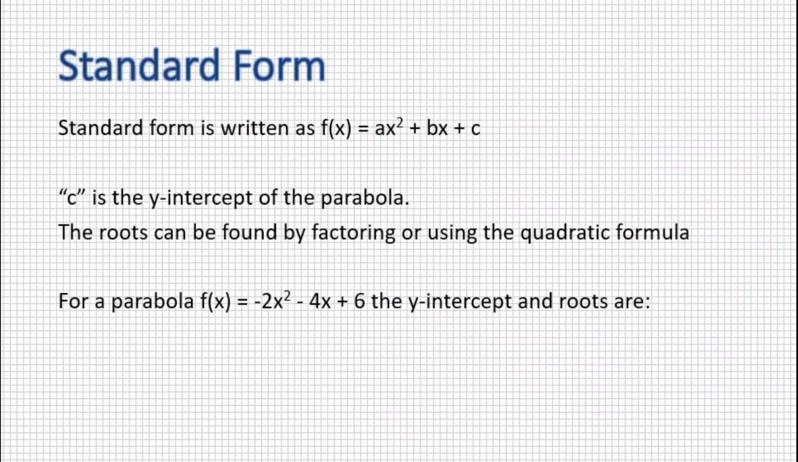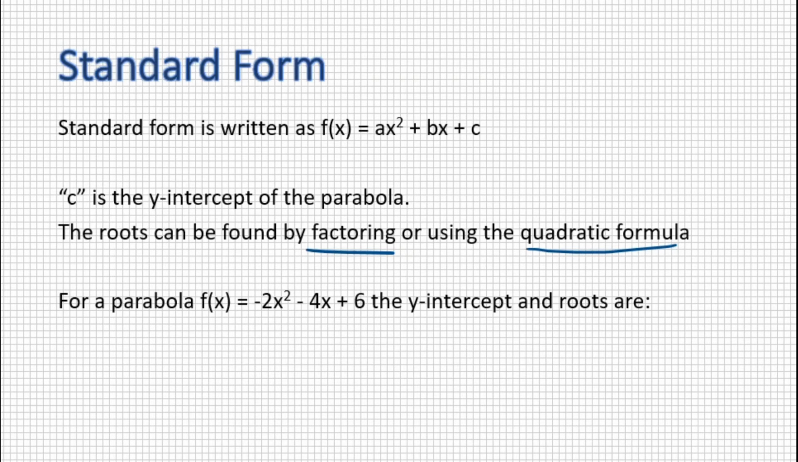Let's head back to standard form. So we know that's written as f of x equals ax squared plus bx plus c. What can we tell from this form? C will be the y-intercept of the parabola, so you can read that directly from the equation. If you wanted to get the roots, you know how to find the roots from standard form. That means factoring. Thought you were done. Or you can use the quadratic formula, which will spit out the roots exactly.